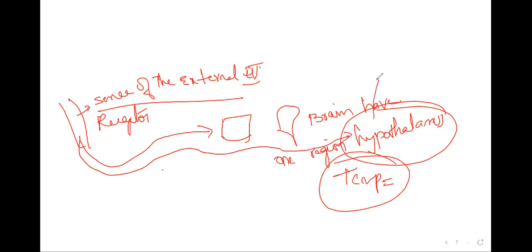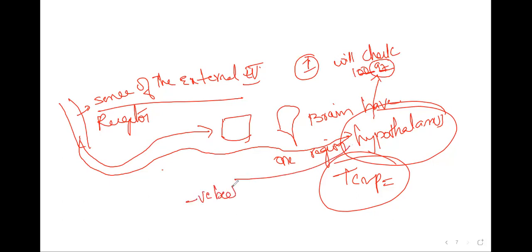The hypothalamus will, as the first step, check the normal temperature and the outside temperature. Outside temperature is 100. Our body temperature needs 97. So it will activate the negative feedback mechanism.